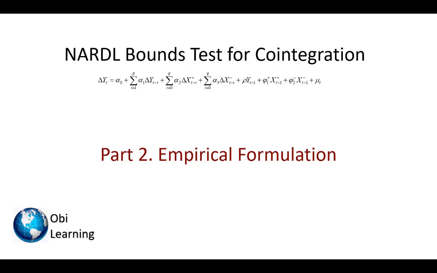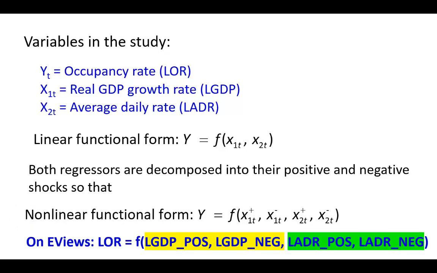Hello, in part two of my NARDL series, I'm going to present an empirical formulation and show how to perform the analysis on EViews. For this study, I'm going to be regressing occupancy rate for U.S. hotels against real GDP growth rate and the average daily hotel rate. And so the linear functional form is going to be as shown because there are two regressors.